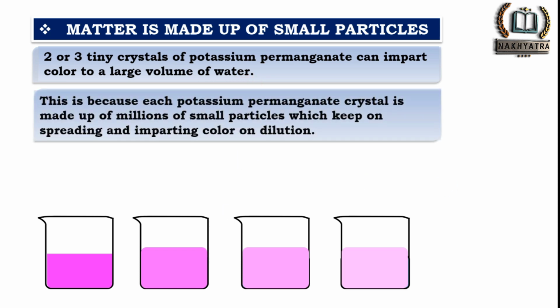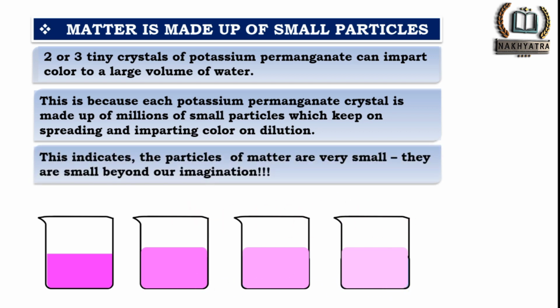This is because each potassium permanganate crystal is made up of millions of small particles which keep on spreading and imparting color on dilution. Alright, so this indicates the particles of matter are very small. They are small beyond our imagination.